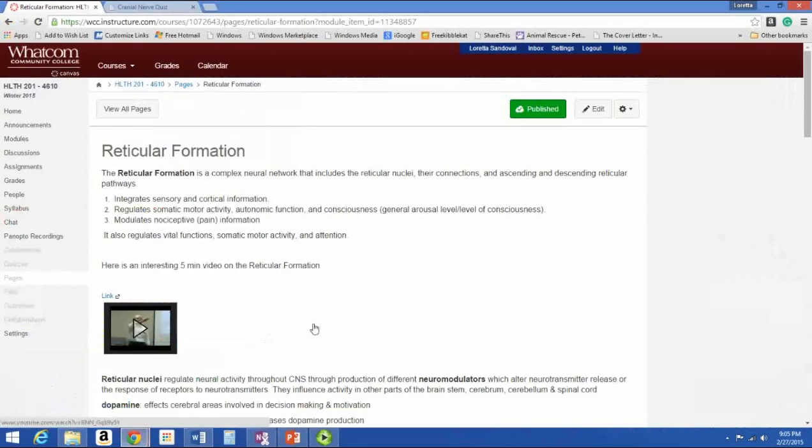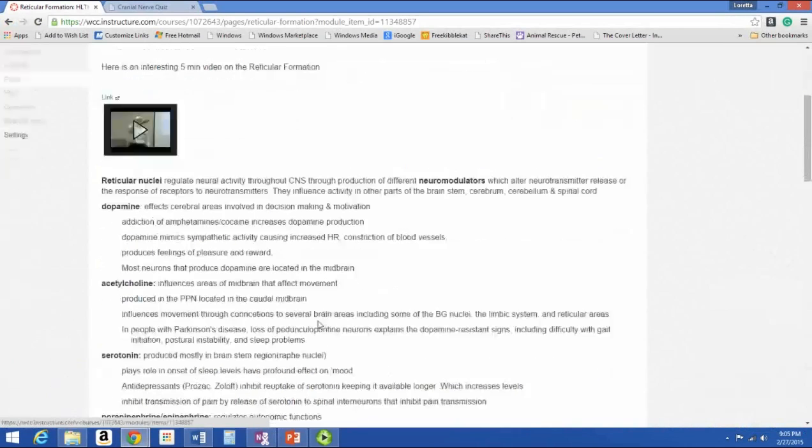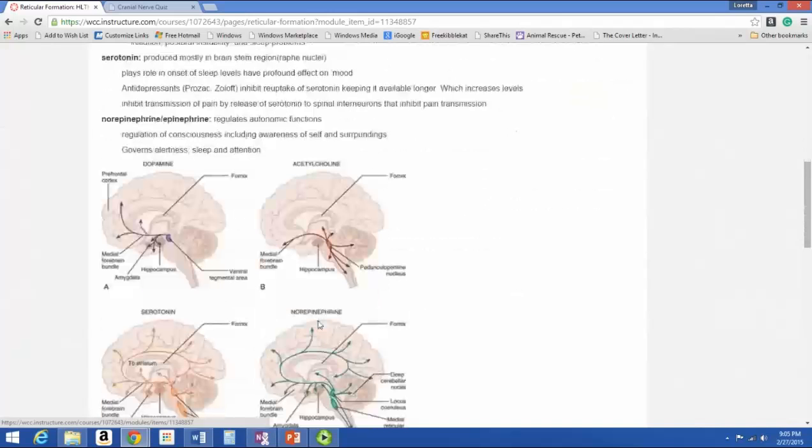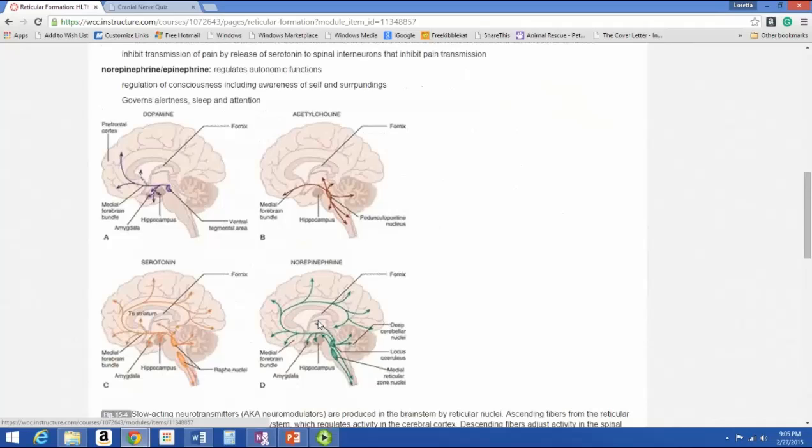So in the module, there are some interesting videos. The information about the neurotransmitters is listed, and that's really what I want you to know for the exam. There's a little bit about how each one functions in the brain, which is pretty interesting. You see that dopamine is functioning in the prefrontal cortex and in the forebrain and the amygdala, so that's that pleasure reward area. Kind of interesting. And then some of the other ones where they're functioning. So there's a lot going on with the neurotransmitters in the brain.